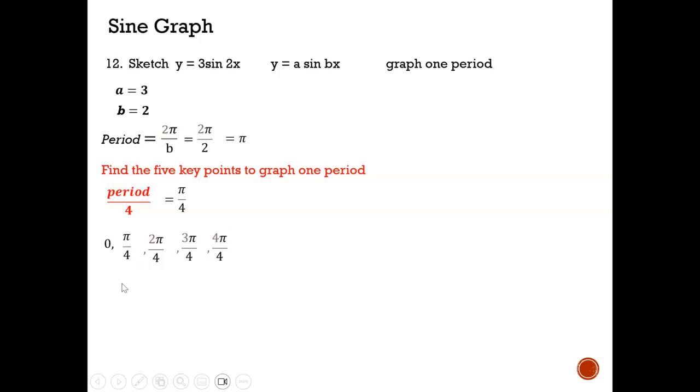But now, let's go back and simplify. The 0 cannot be simplified. The pi over 4 stays. 2 pi over 4 will give us pi over 2. 3 pi over 4 stays how it is. And 4 pi over 4 will give us pi. And again, the period must match the last point there, which is correct. We know it's right. Okay, now.